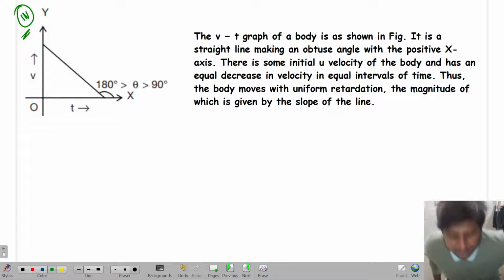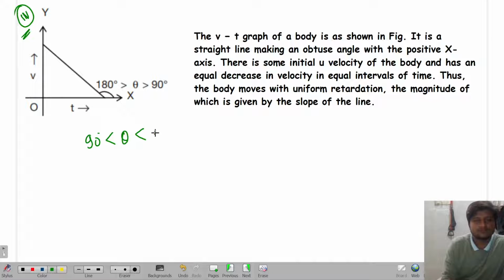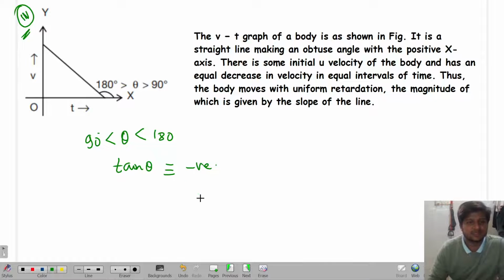Now, try to tell me about this graph. Okay, so now consider one point. Retardation, yeah, correct. But try to understand, see this. What we observe is that theta is greater than 90 and less than 180. If I take this particular range of theta, the slope is negative. So tan theta at this time is always a negative value. Yes or no? Tan theta is negative in these kinds of cases.